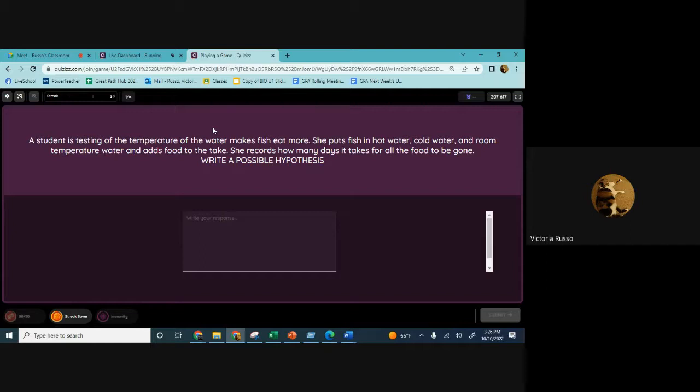So a possible hypothesis here could be the fish will eat more food in hot water. Okay, that could be your hypothesis. It could also be that they eat more food in cold water, or they eat more food in room temperature water, or that the temperature of the water has no effect.